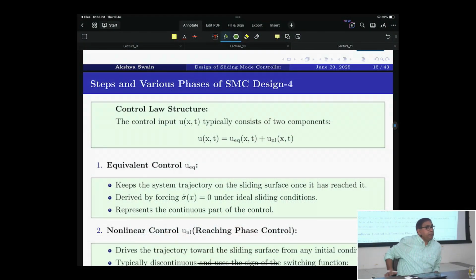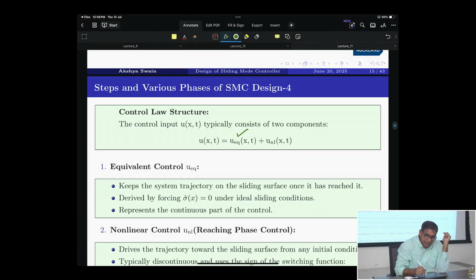The control input in the sliding mode controller essentially consists of two things. One is called the equivalent controller. Another is a nonlinear controller. Okay? What is that? I'll tell you like this.